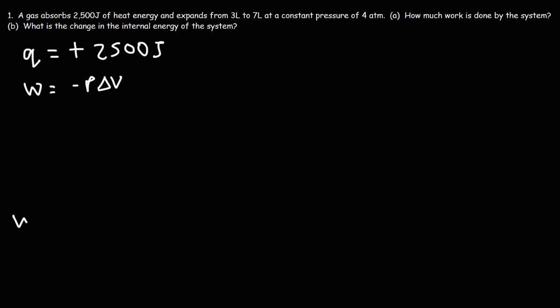Now some things you want to know. Let's start with delta V. When delta V is positive, that means that the gas is expanding. As it expands, it can apply a force on an object, and so work can be done by the system. When delta V is positive, W is going to be negative. So W is negative when work is done by the system.